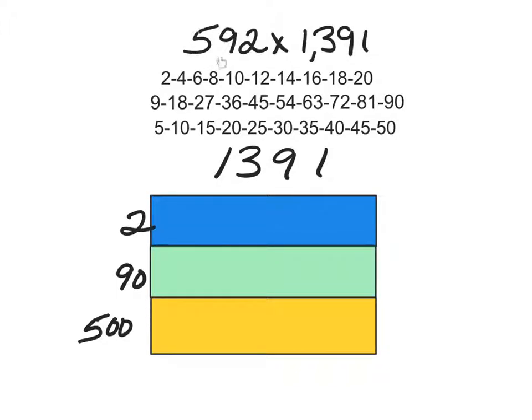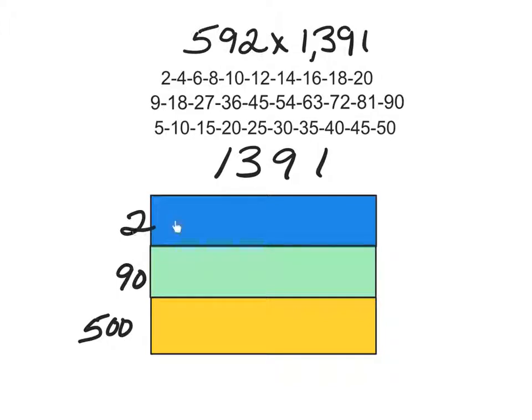And here we go with the first one, 592 times 1,391. Superb. So I wrote my counting by the numbers for 5s, 9s, and 2s. Then I took the 1,391 and I plugged it in on top of my 3 area boxes here. And I took the 592 and I broke it into 500 plus 90 plus 2, my friends.